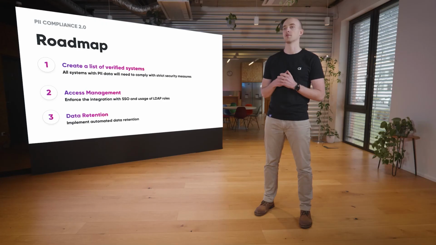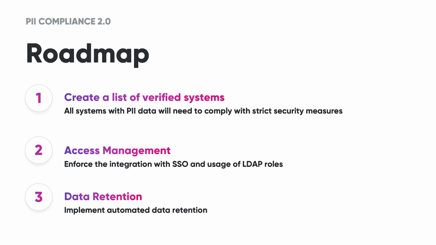And this brings me to the final section, a roadmap for this example project. The next steps would be to finalize the list of all the verified systems where PII data can be stored and make sure the PII data is not stored in any other system. On top of that, the access management for the verified systems has to be improved, and the systems must integrate with the company's single sign-on and also use the LDAP roles for assigning permissions. And the third item is about the data retention, which has to be enforced for all the systems containing PII data.